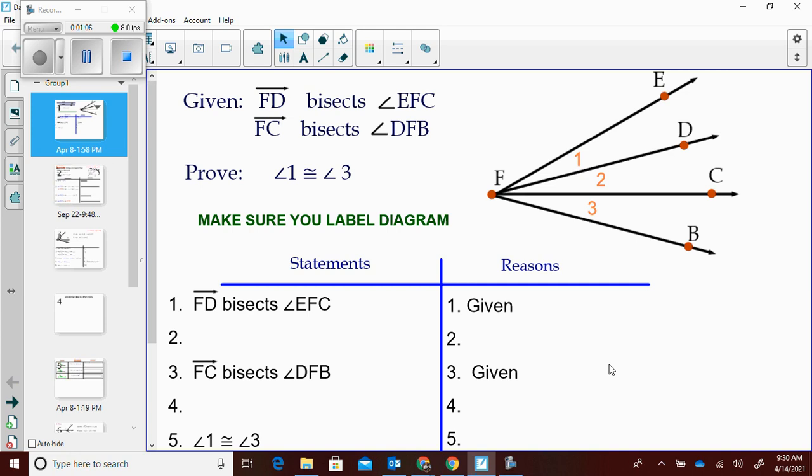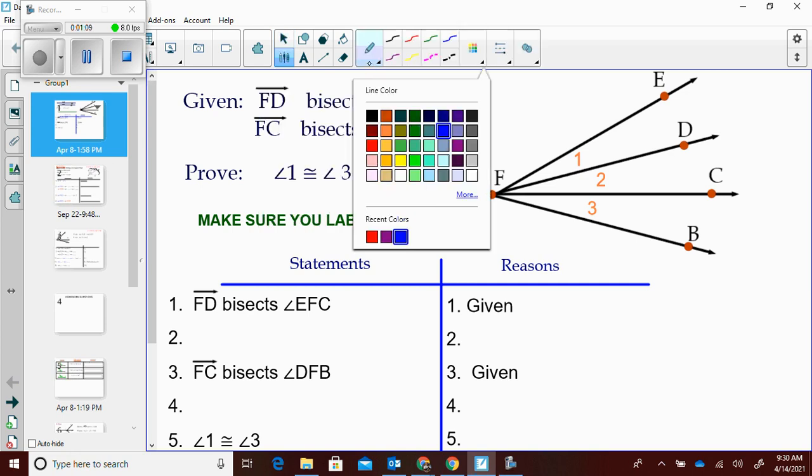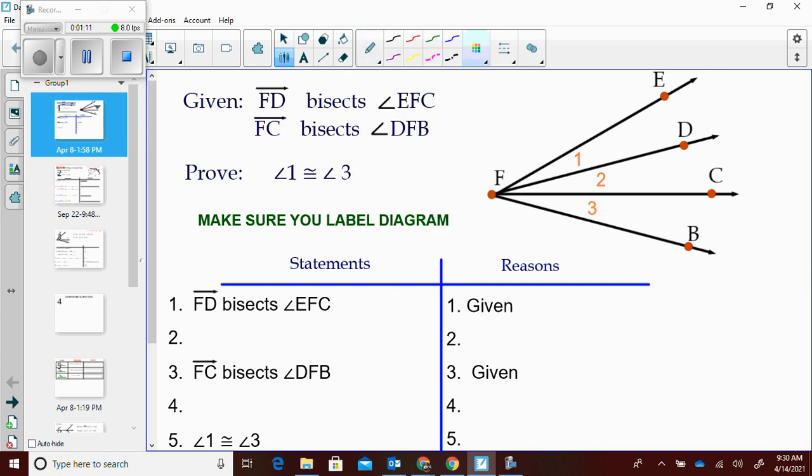We're using bisecting, okay? So we have FD, we're just going to label this up. FD bisects EFC. So that gives me 1 and 2 are congruent. Well, FC bisects DFB, so that gives me 2 and 3. Well, if two angles are congruent to the same angle, they are congruent by transitive property of congruence. We just now have to formalize it.